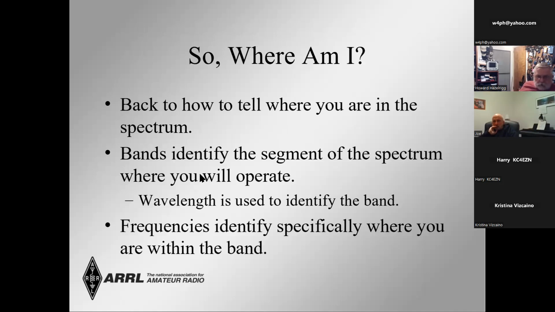So where am I? Back to how to tell where you are in the spectrum. Bands identify the segments of a spectrum where you will operate. Wavelength is used to identify the band. Frequencies identify specifically where you are within the band. No one ever refers to a wavelength down to fractions of an inch, whereas with frequencies you can get down to one cycle or less, or 1 hertz or less, and it's much more precise in your measurement.